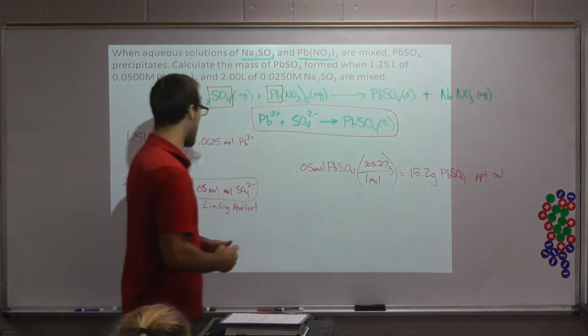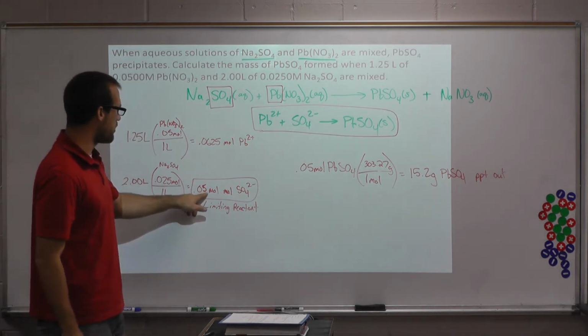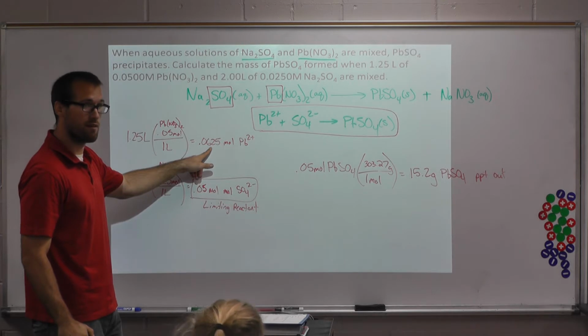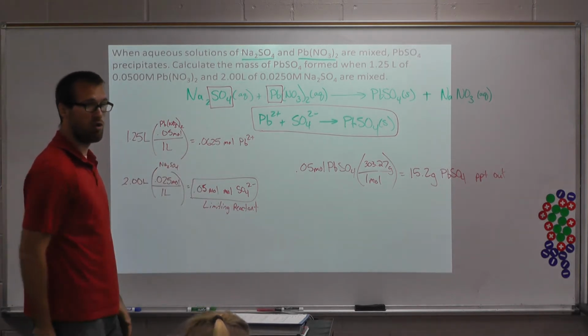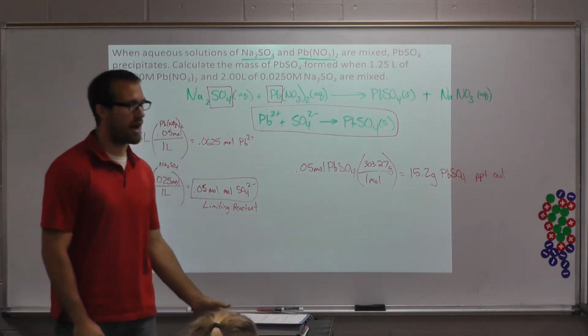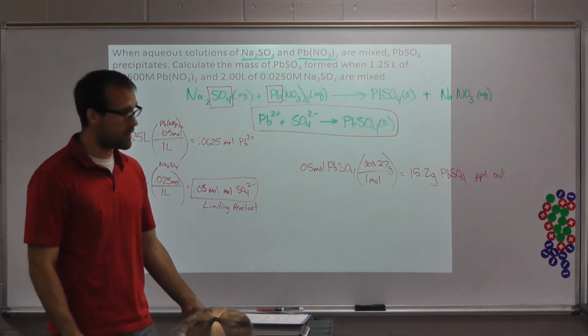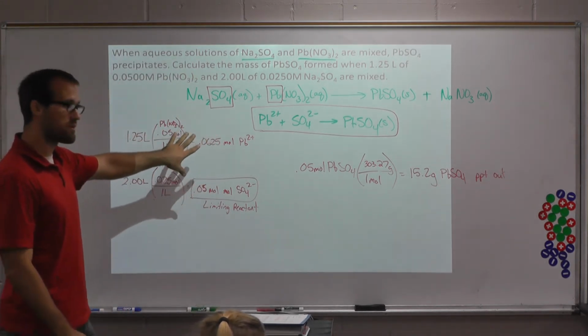Now I could go back and subtract 0.05 from this number to figure out how many moles of excess I had. I could then take that and use molar mass to figure out how many grams of ions are still in solution, correct? Okay. Do we see how this works?